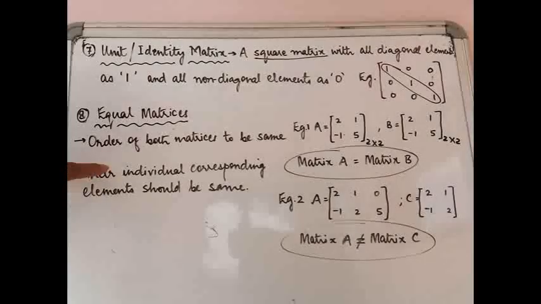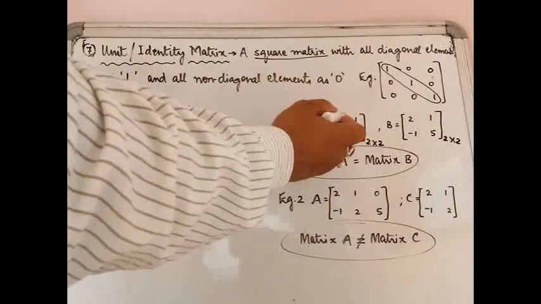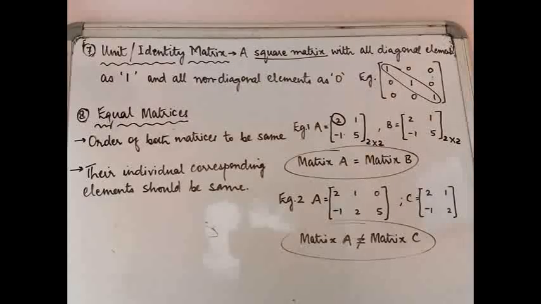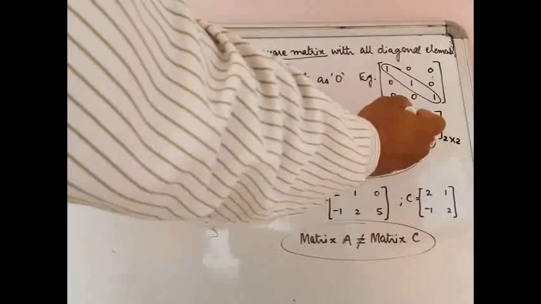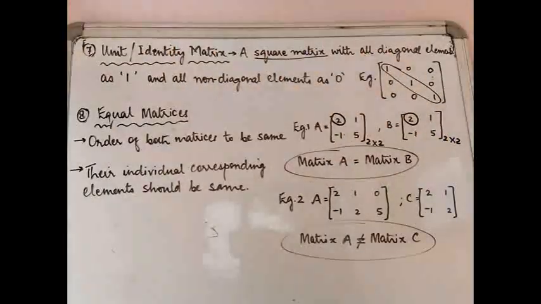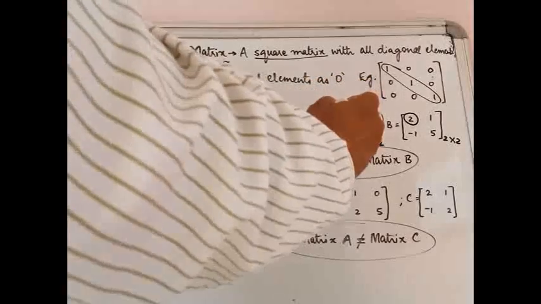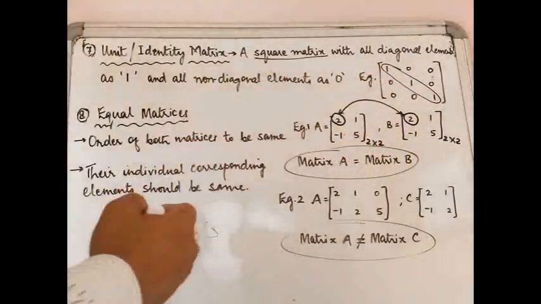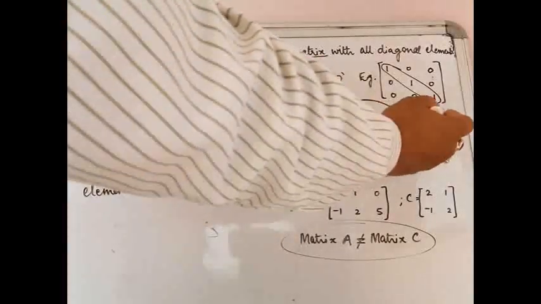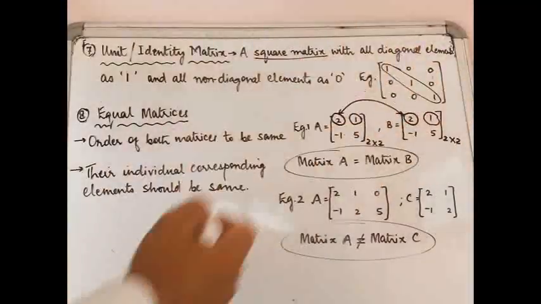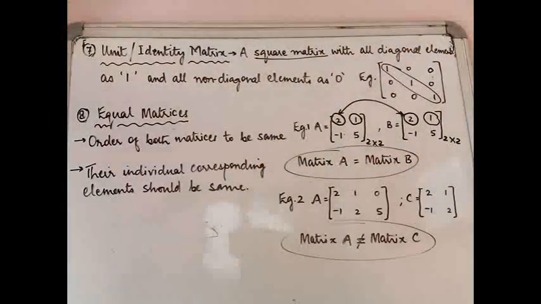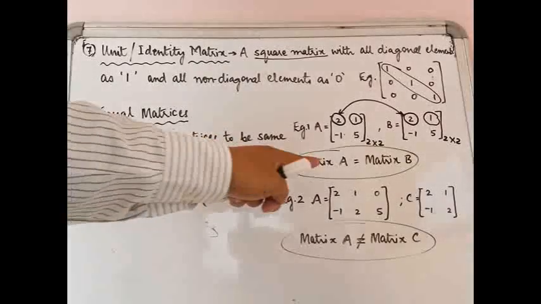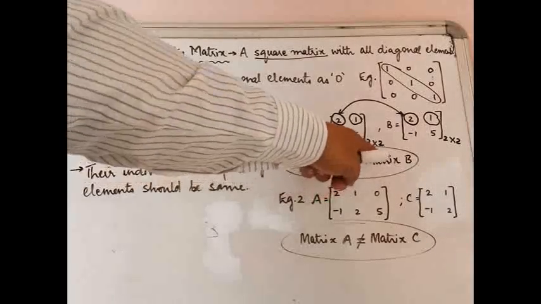Coming to the second condition, are their individual corresponding elements also the same? Individual corresponding element means if we take the first element of this matrix, we have to see the first element of the second matrix also. Are they equal? Yes. Similarly the second entry and the second entry are also the same. Third also the same, fourth also the same. So the individual entries are the same. Both conditions are satisfied, therefore we can write matrix A equal to matrix B.